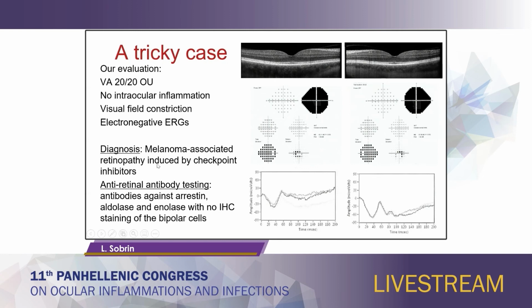So this patient actually developed melanoma-associated retinopathy induced by checkpoint inhibitors, which I alluded to previously. On anti-retinal antibody testing, he did have antibodies against multiple proteins, but no immunohistochemistry staining of the bipolar cells, which is what we typically would see.